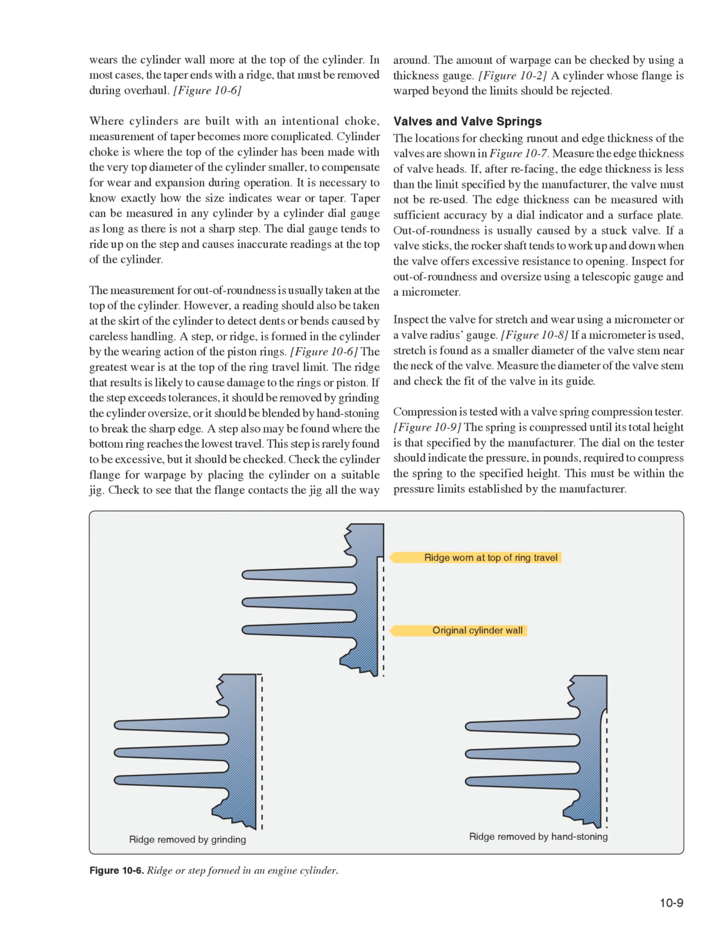Compression is tested with a valve spring compression tester. Figure 10.9, the spring is compressed until its total height is that specified by the manufacturer. The dial on the tester should indicate the pressure, in pounds, required to compress the spring to the specified height. This must be within the pressure limits established by the manufacturer.